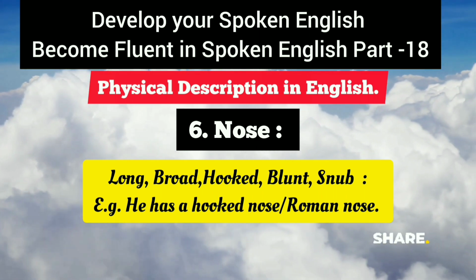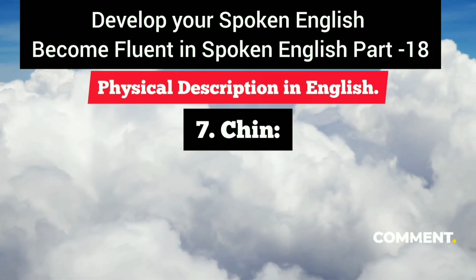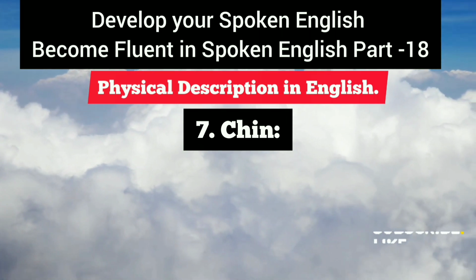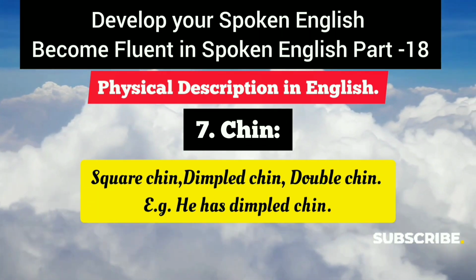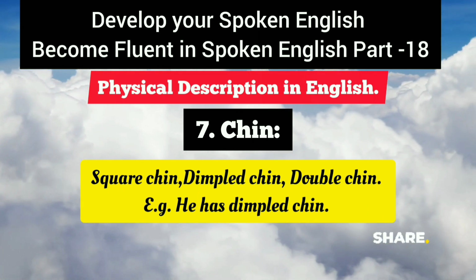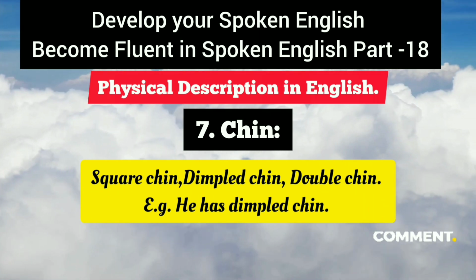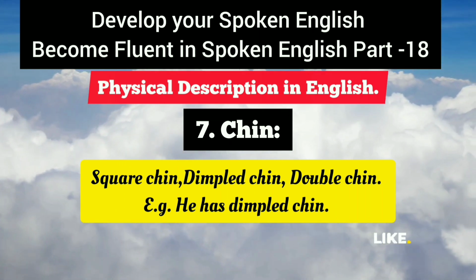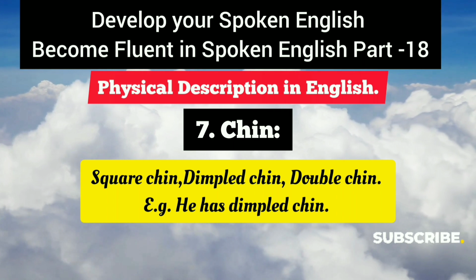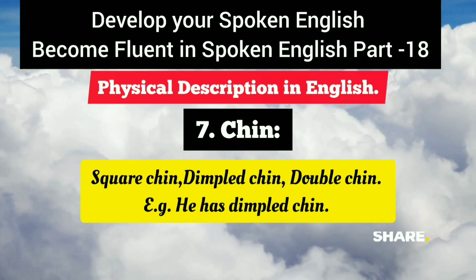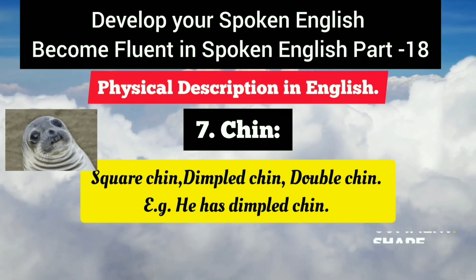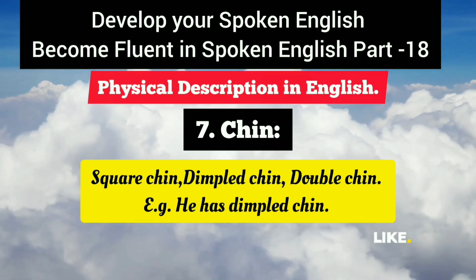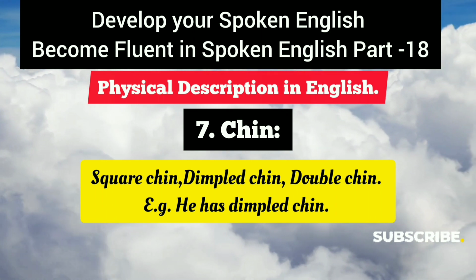Up next, we are going to focus on the seventh category, that is chin, which is also essential. You must know how to describe someone's chin. So as you see, the options we have are square chin. Someone can have a square chin. Dimple chin. Dimple chin is also quite attractive. If someone has a dimple over here, right, around the chin, it's called dimple chin. And then is double chin. Double chin means quite fat. There is extra fat over the chin and the chin line is not clear. That is called a double chin. Okay, so you can say he has a square chin or a double chin or a dimple chin.